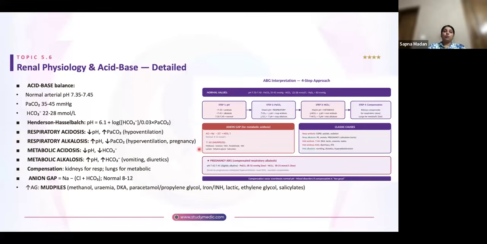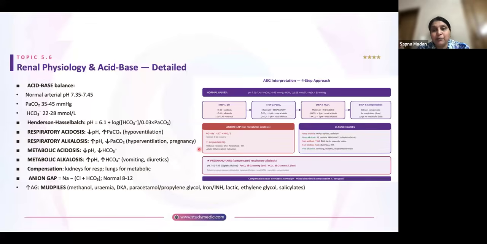Okay, so we spoke about the normal arterial pH. It is 7.35 to 7.45. We must have that idea. They will give you in the exam whether it is low or normal, but it is always good to know because sometimes they may not. PaCO2 is 35 to 45 millimeters of mercury, and bicarbonate is around 22 to 28 millimoles per liter.